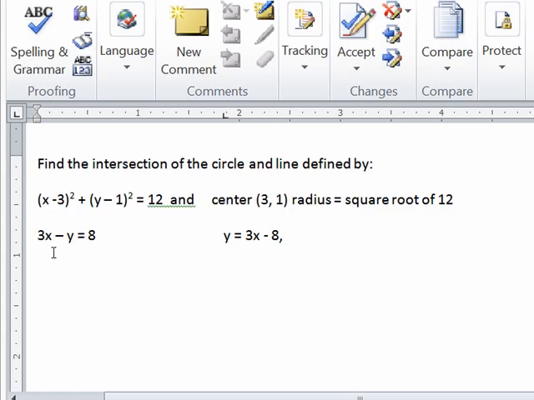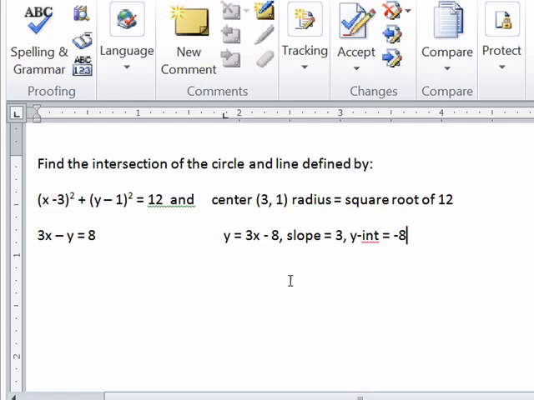Also, the line, if I solve that for y, we get y = 3x − 8. The slope of this line is equal to 3, and the y-intercept is equal to −8. So you can graph both of these, the circle and the line, and see where they intersect. And we can use the calculator to do this.